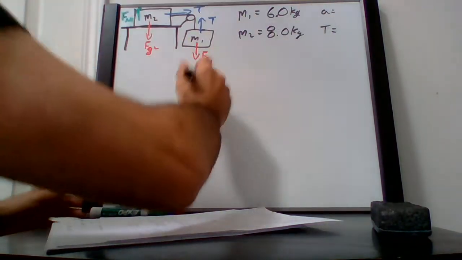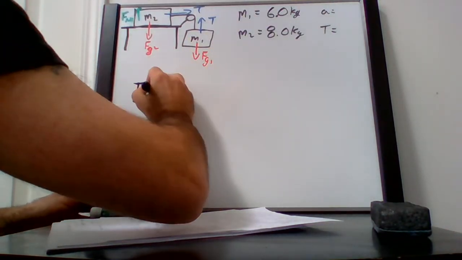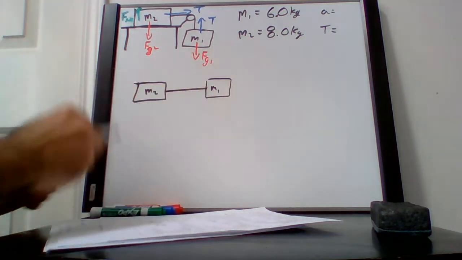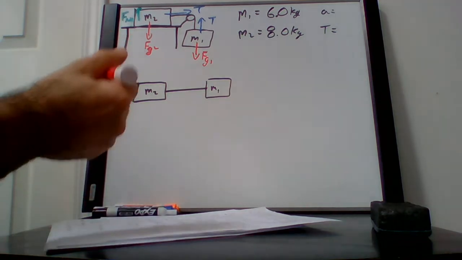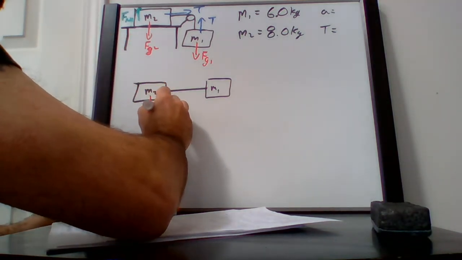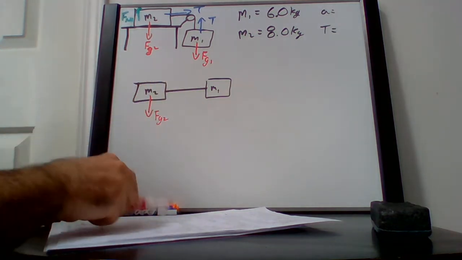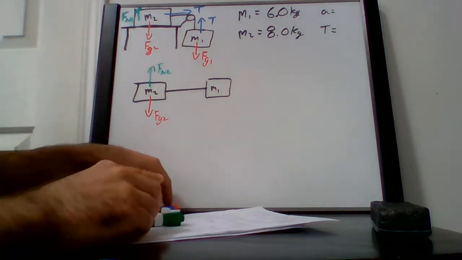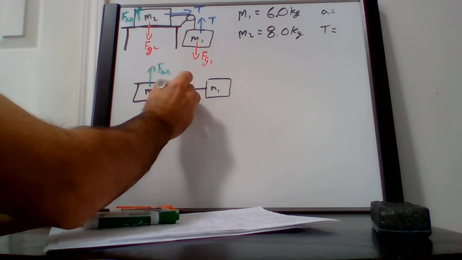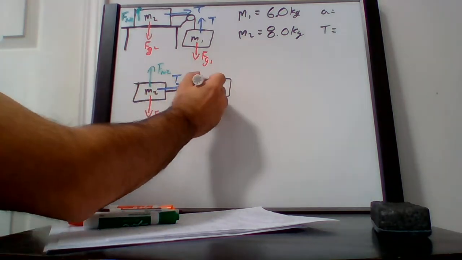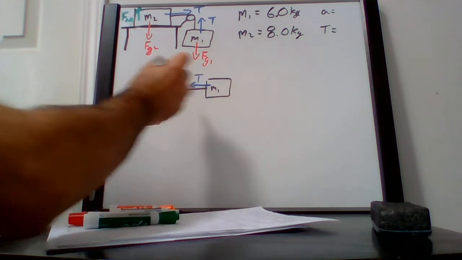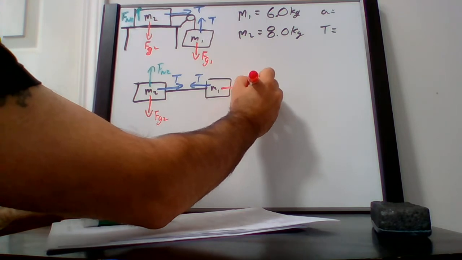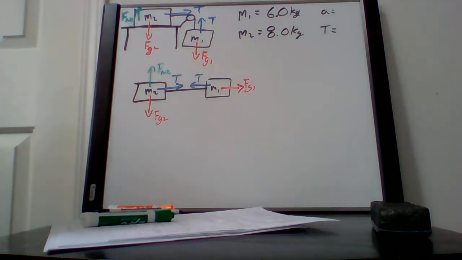Now, if I want to stretch this out, we have M2 connected to M1. And so over here, I still got my Fg2 pulling it down. I have my Fn2 going upwards. I have my tension going in this direction. Where the rope is attached, I have tension going in the opposite direction, and then I have my FG1 going in this direction.